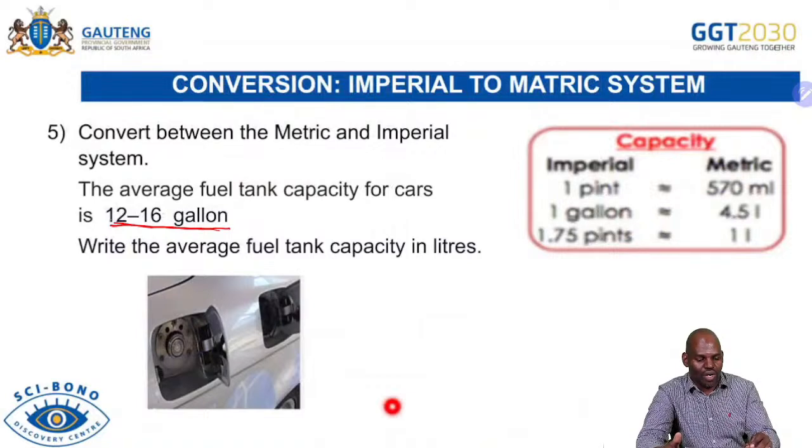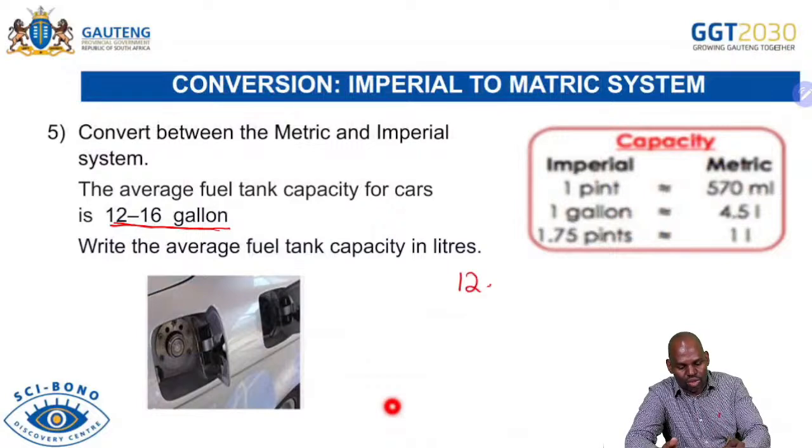So if they say on average is 12 to 16, it means the smallest tank that you can get is 12 gallon, and the biggest tank that you can get is 16. Write the average fuel tank capacity in liters. So we want to know what is the smallest tank that you can get in liters, and what is the biggest tank that you can get in liters. So we can take this 12 gallons, which must be converted to liters.